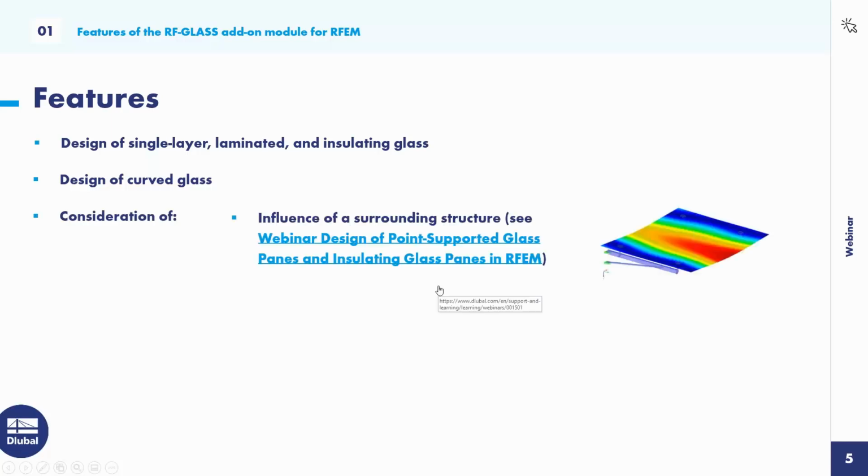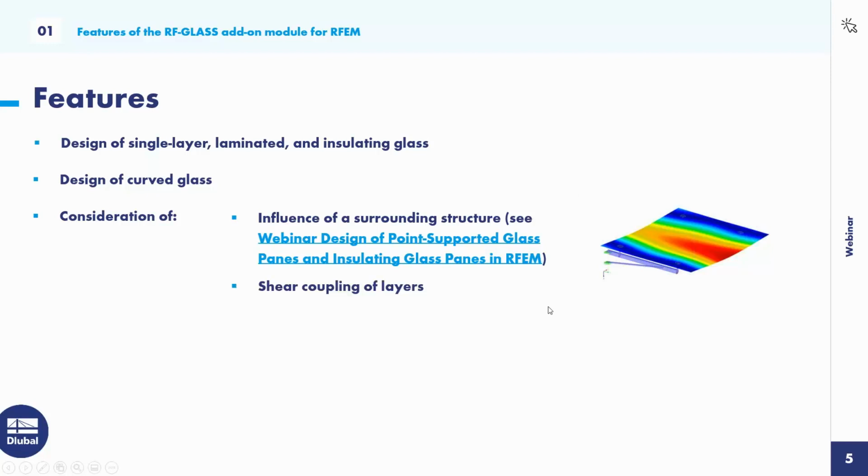You can consider the influence of the surrounding structure. I won't do that in this webinar. We did it in a previous webinar. There is a link here. If you have an interest in that webinar, point-supported glass with the steel structure here, you can click on the link when you have downloaded the PowerPoint slide. Where you can find the PowerPoint slide, I will show you at the end of the webinar.